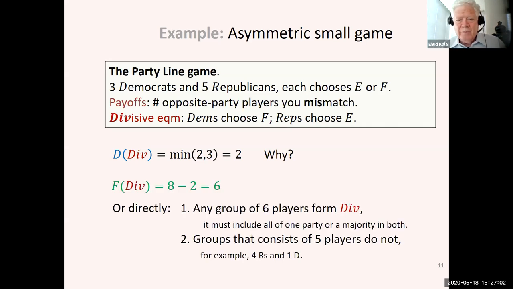The formation index, by the duality, is 8 minus 2, which is 6. Or you can look at it directly, which is more difficult, but I want to argue that any group of 6 players can form the divisive equilibrium, but groups that consist of only five players do not, and that would mean that the formation index is six. It takes six people to make it a dominant strategy for everybody else to join the equilibrium.